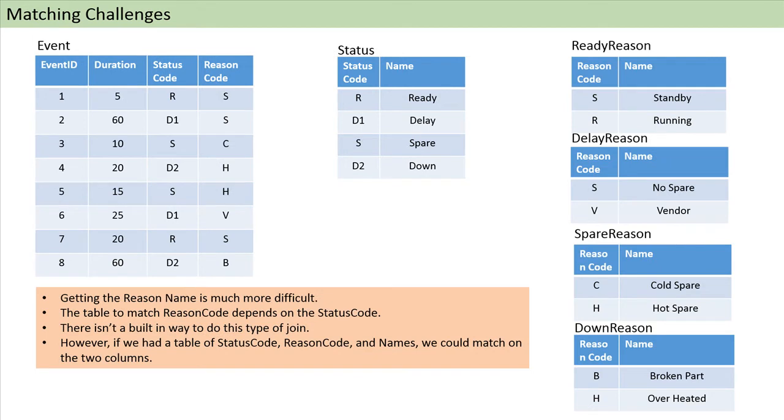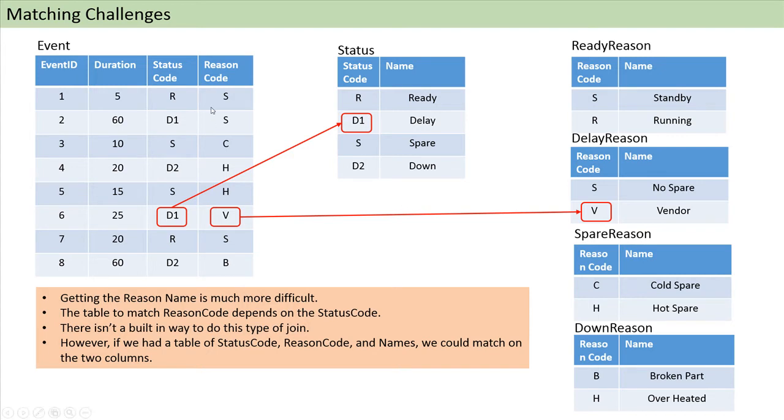The second issue we need to solve is how are we going to get those ready reasons, those names, into our final result. Again, the matching challenge we have is that we need to first match the status code to the status table to then understand which of the reason tables we can go out and find the reason code. If you look at our data here, you can see that some of these reason codes are repeated for different status codes. So I just can't take the reason code and go out and match to a table because I might come back with more than one match.